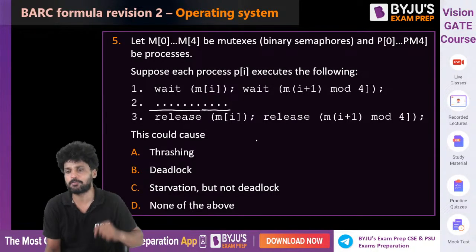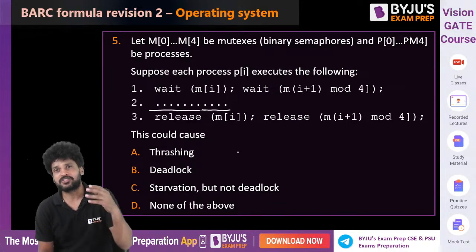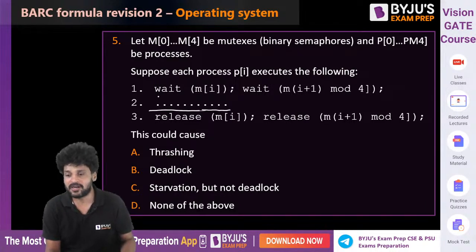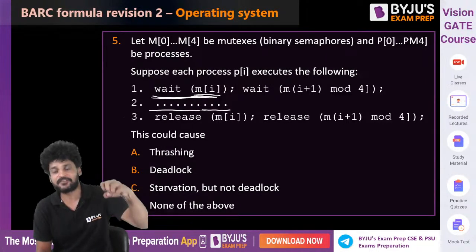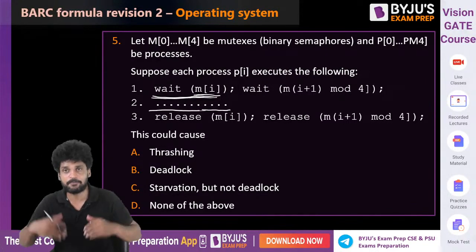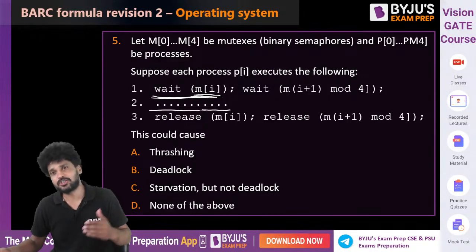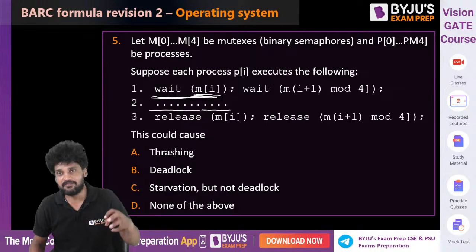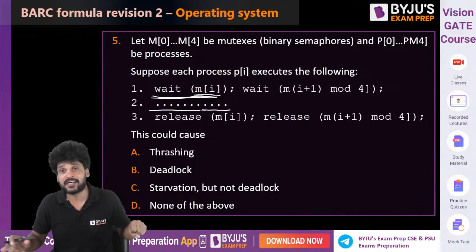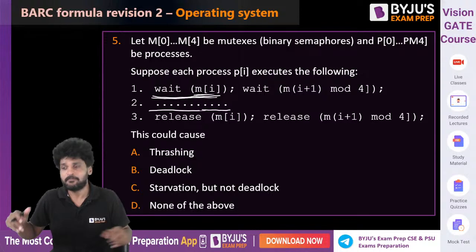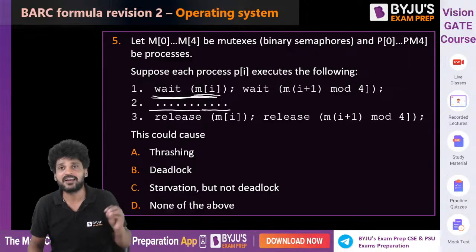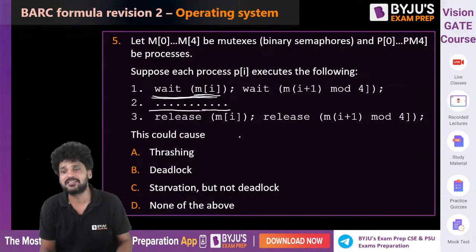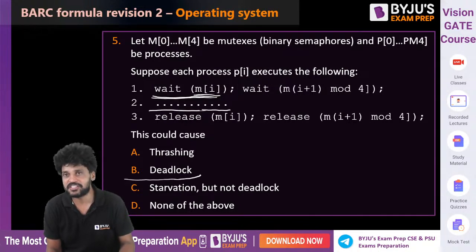But here you can see the biggest problem. What if every process is successful in holding wait of M of I? Then there will be a circular wait, because I will hold my left semaphore. Before I take my right semaphore, I will be preempted, and it is possible that my left guy will also hold his left semaphore. My right semaphore is actually my neighbor's left semaphore. So everyone is successful in holding their left semaphores. This leads to a circular wait, which is a deadlock.